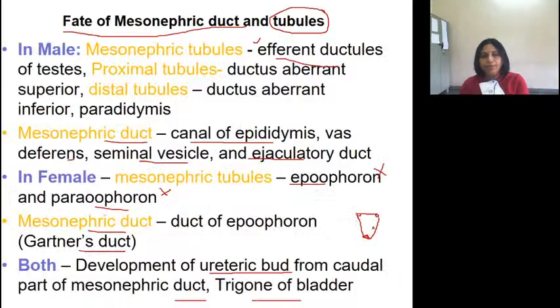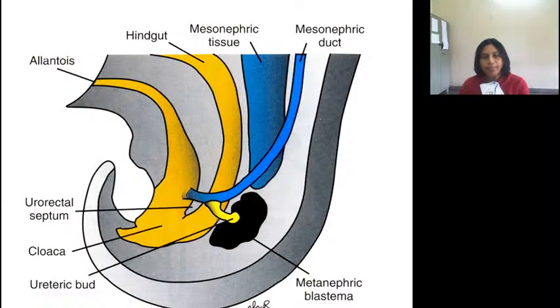So that's the fate of the mesonephric duct. You should remember what is the fate of the mesonephric duct in case of the males, and then in case of the females, and in both. So what are all the derivatives of the mesonephric duct? So now we'll see the development.